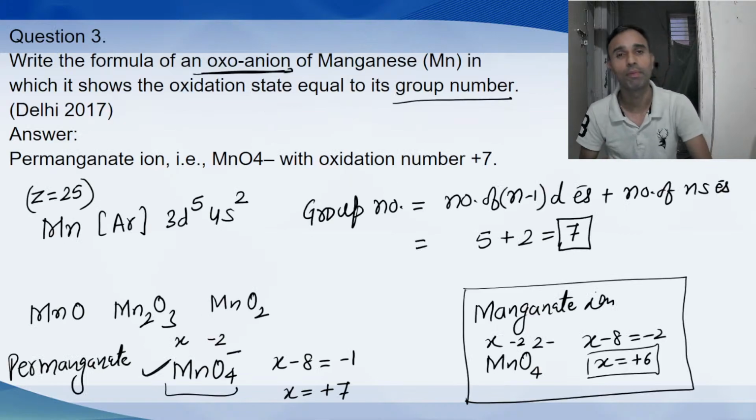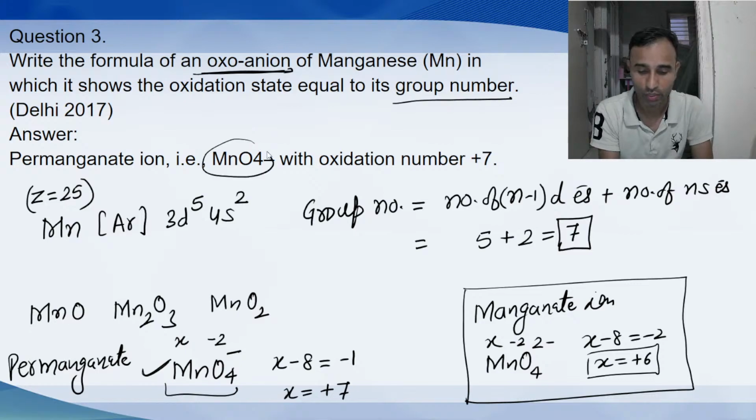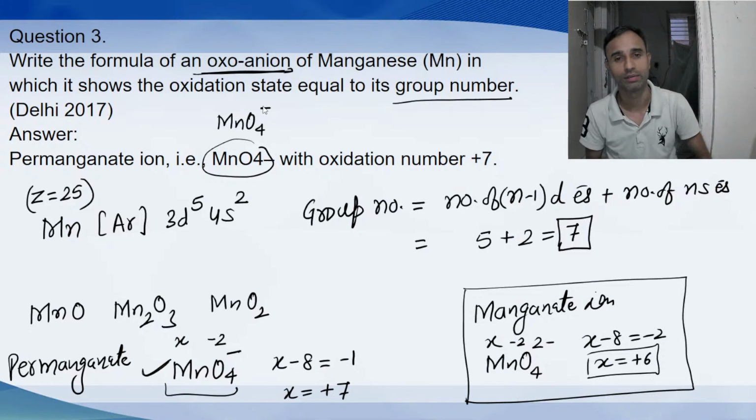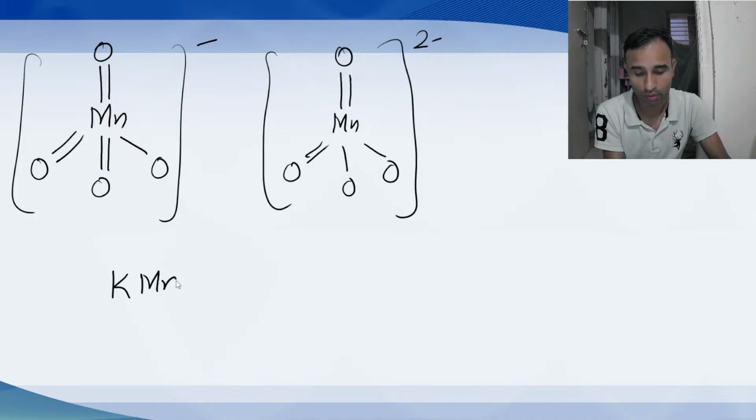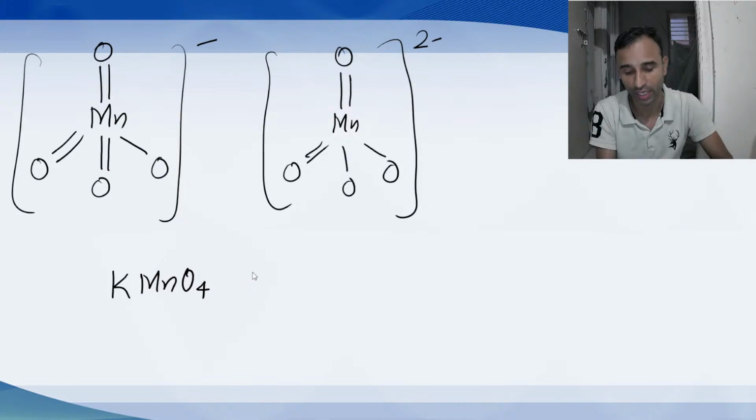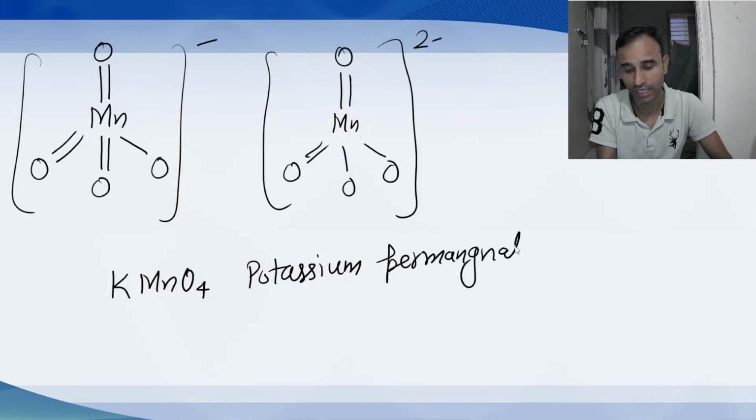So simply write permanganate ion, that is MnO4 negative with oxidation number +7. The charge on MnO4 is -1. That is called permanganate ion, like potassium permanganate, KMnO4, the most common oxidizing agent. Potassium permanganate is an oxidizing agent.